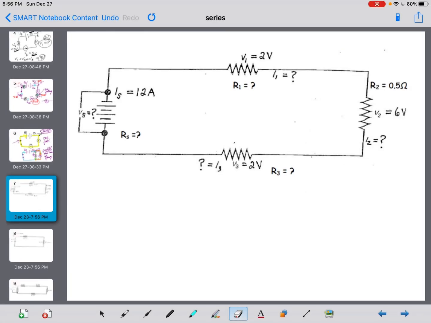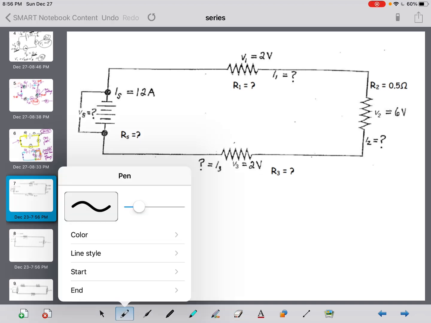Okay, so we have some information given. You're always going to have enough information given that you can solve for the remaining items. Okay, so let's take a look.